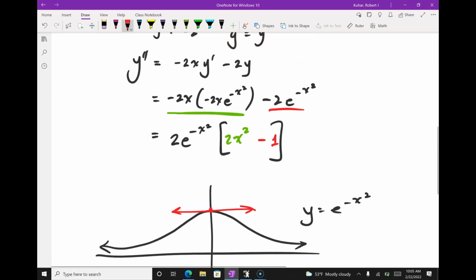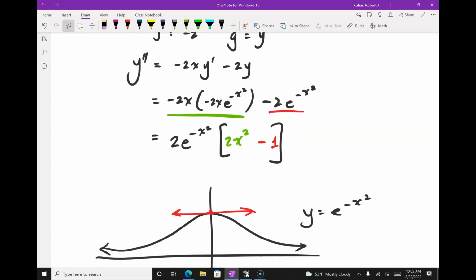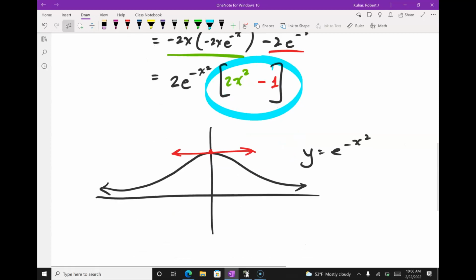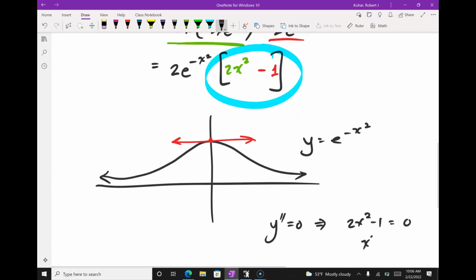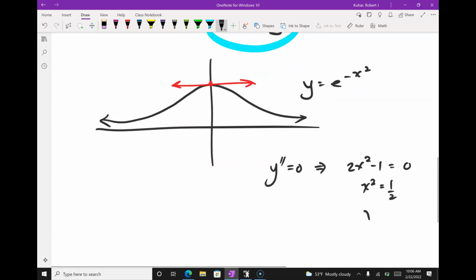What are the critical values of the second derivative? Look at the second derivative here. It's only 0 when this is 0, right? Yep. y double prime equals 0 implies 2x squared minus 1 equals 0. That's x squared equals 1/2. That's x equals plus or minus rad 2 over 2. So about 1.7 and negative 1.7. Wait, square root of 2 is 1.4, sorry. About 1.4.